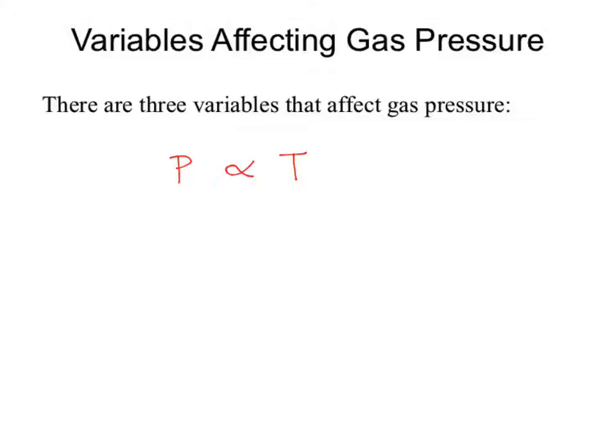That's what that little symbol is. It's not really an alpha, it's like a half infinity symbol. They are directly proportional. When I increase one, the other one also increases with it. Okay, so that is a variable that affects pressure.